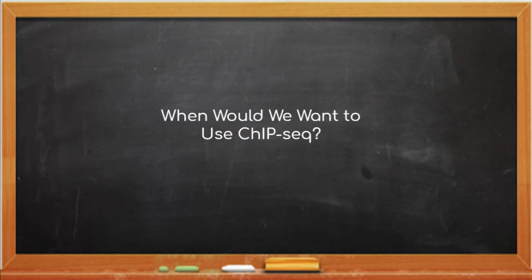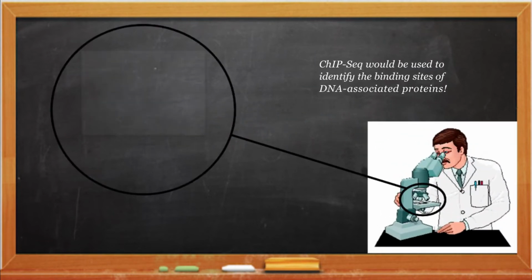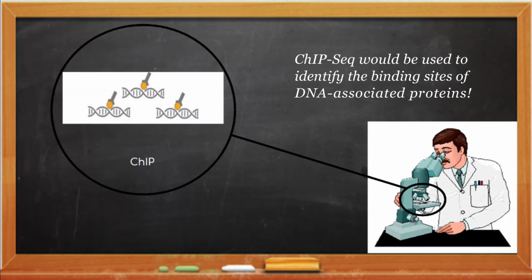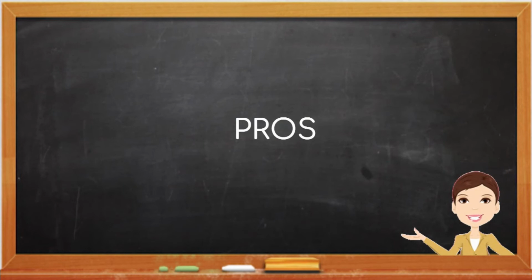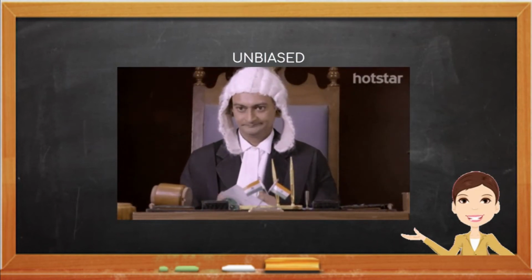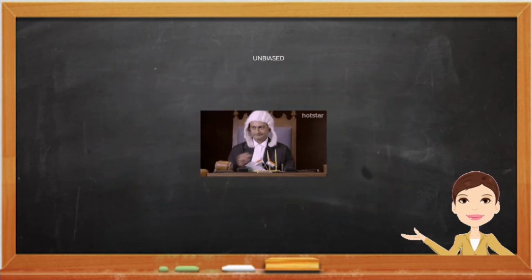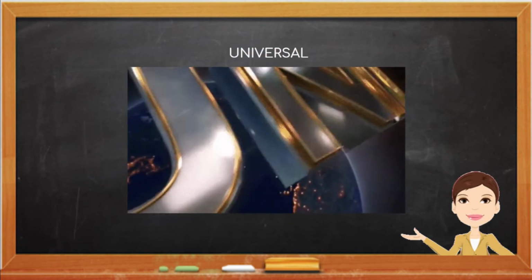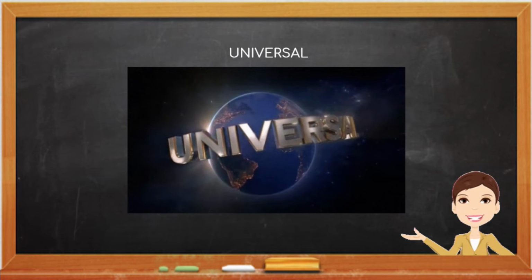When would you want to use ChIP sequencing? Scientists can use it to precisely identify all the DNA segments in the genome that are physically associated with a specific DNA binding protein. Pros of ChIP sequencing. ChIP sequencing is unbiased. Other techniques are biased because they require probes derived from known sequences. ChIP sequencing does not require prior knowledge. Also, ChIP sequencing is universal. You can study the entire genome of any organism.